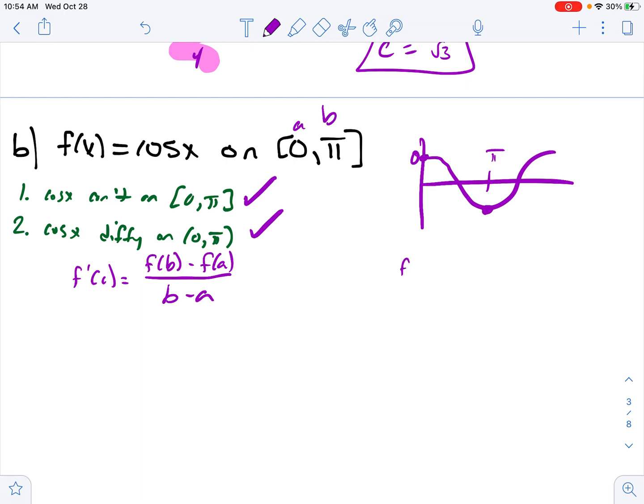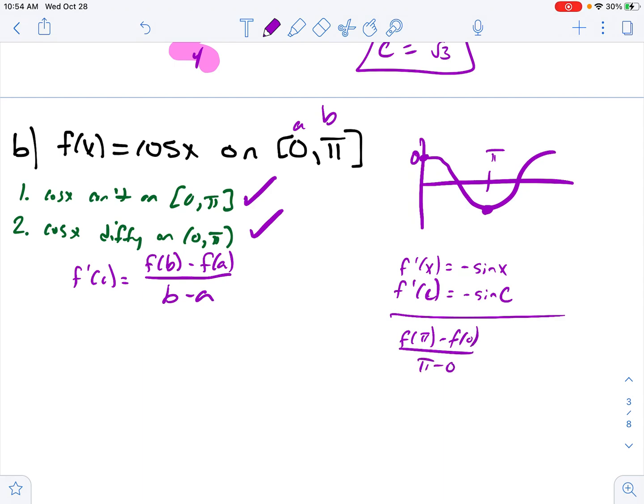Okay, so let's see, f prime of cosine is negative sine, so f prime of what we're calling c is negative sine of c. All right, average rate of change, f of pi minus f of 0 over pi minus 0. Okay, cosine of pi, well, that's down at negative 1. Cosine of 0, that's up at positive 1, right? Let me better label this for you. That's the x value and y value 0.